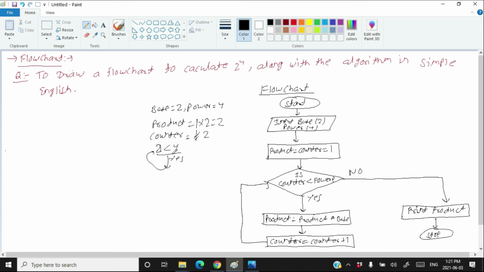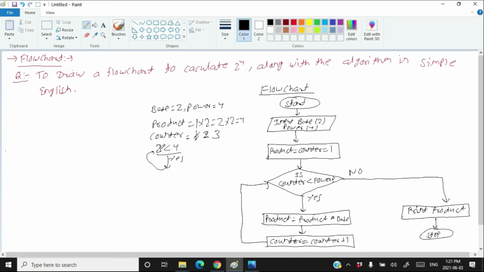Yes, 2 is still less than 4. So again you calculate product is equal to product multiplied by base. What is the new value of product? That is 2. 2 multiplied by 2 is equal to 4. Increase the value of counter. So the new value of counter will be 3.